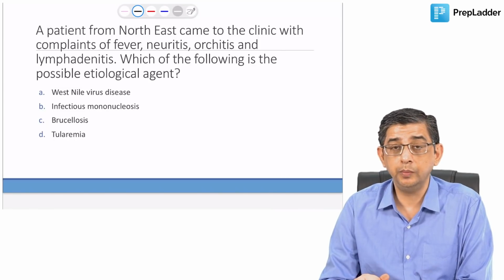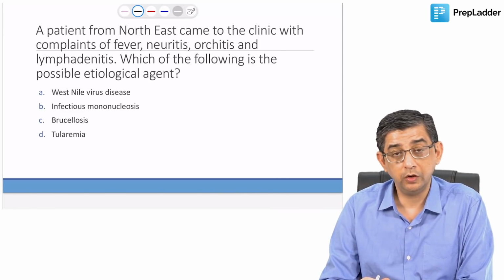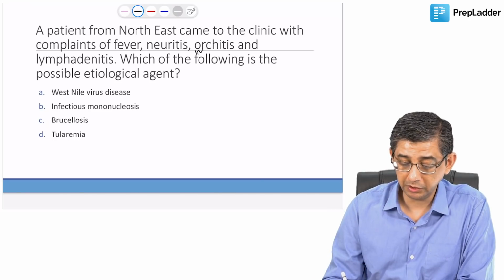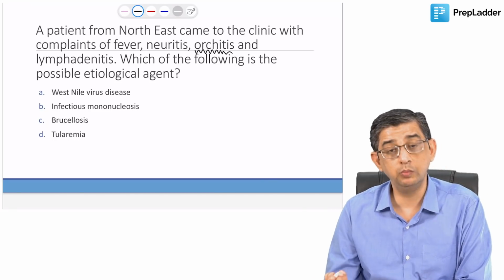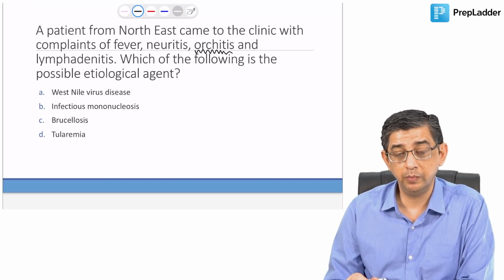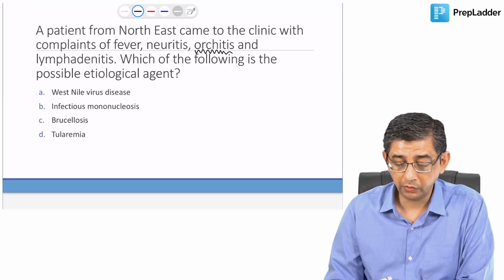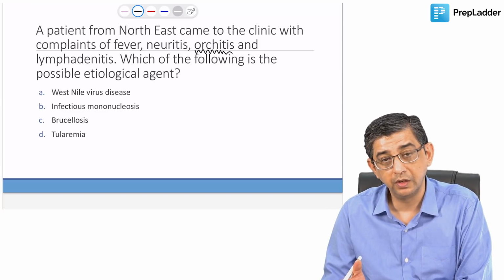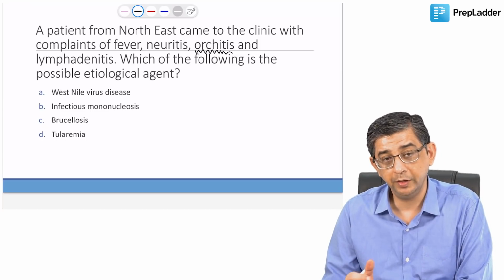The next question could not be recalled by most people. In fact, a lot of people just remembered orchitis and were thinking in terms of mumps, but there was no mumps in the options. A person from northeast came to the clinic with complaints of fever, neuritis, orchitis, and lymphadenitis. Which of the following is a possible etiological agent?